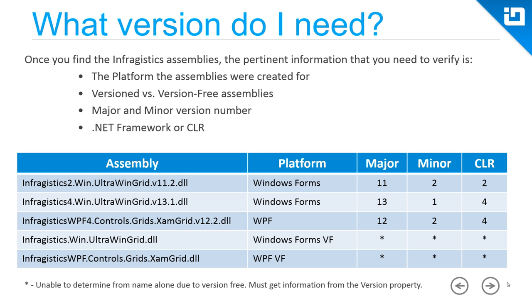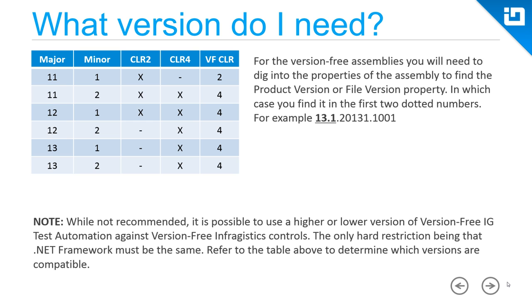While currently all of our controls are CLR4 and have been for over a year, each release of a new .NET runtime, or CLR, that incorporates a major change such as from CLR1 to CLR2 or CLR2 to CLR4, we offer two versions of the assembly side by side for a time. Determining the version number or CLR for version-free assemblies will require you to interrogate the assemblies further though.